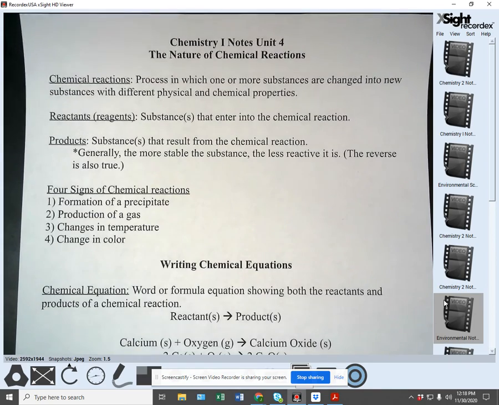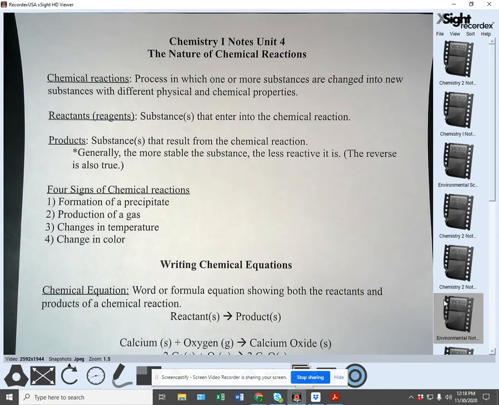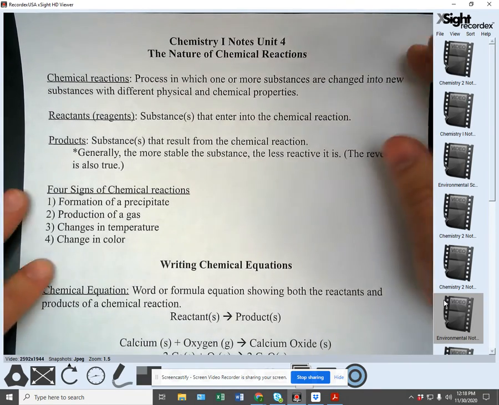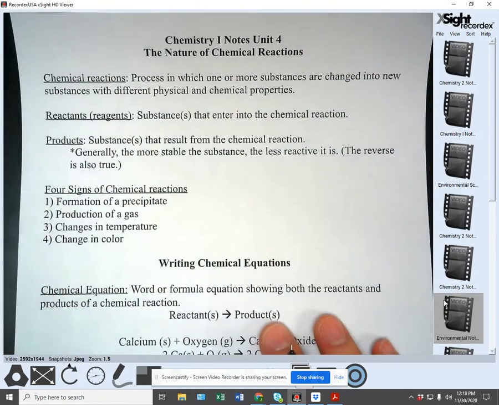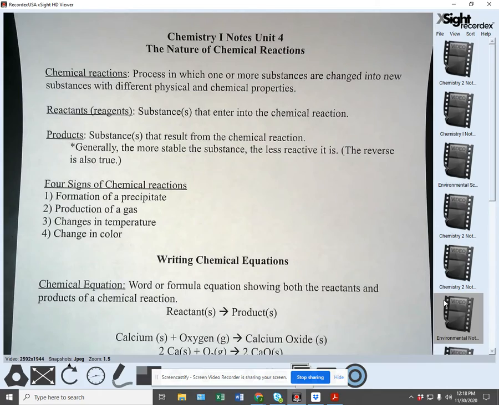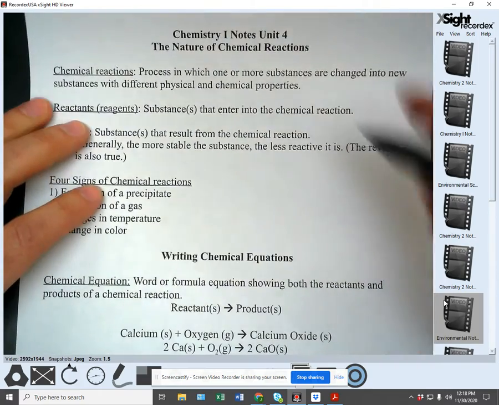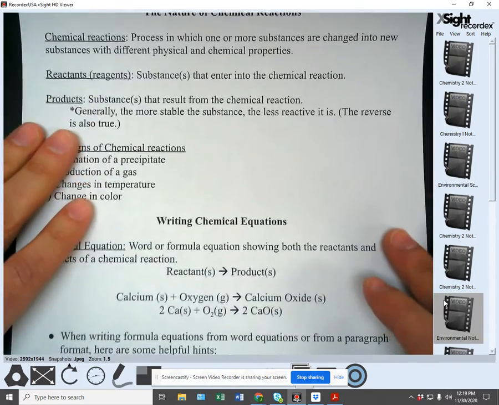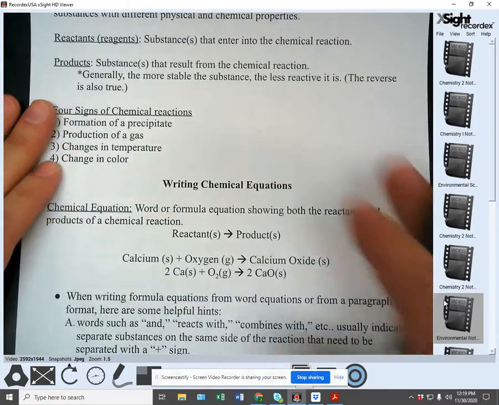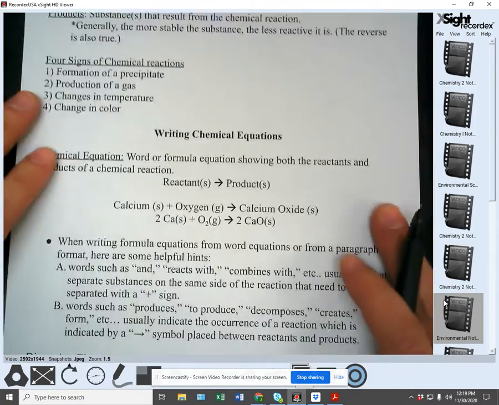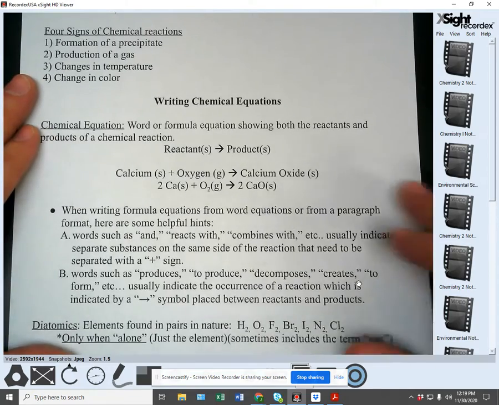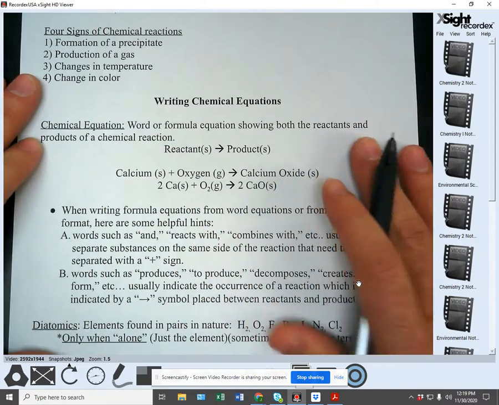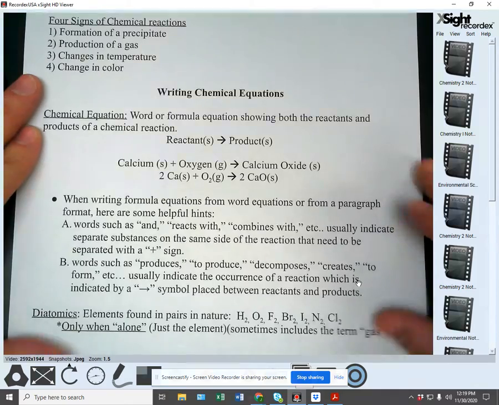Right. Hello, everyone. So this is going to be the second part of the notes on the nature of chemical reactions that I didn't cover yesterday. I had skipped forward over the writing chemical equation stuff just to go right to the balancing. So today we're going to cover the writing chemical equation portion of this.